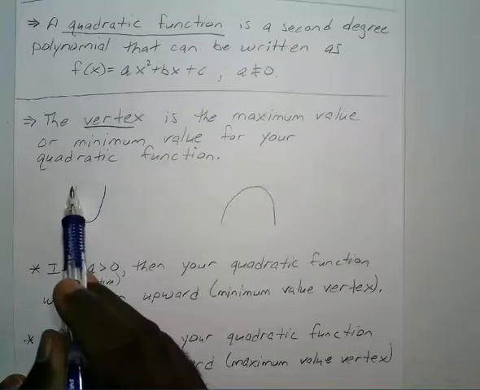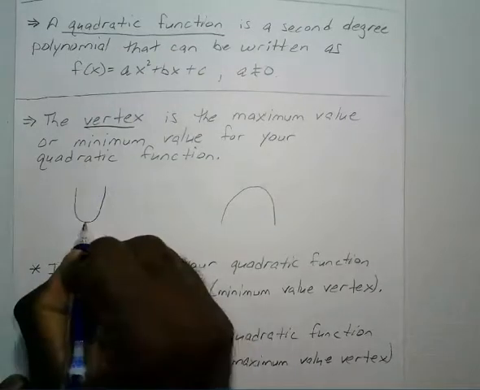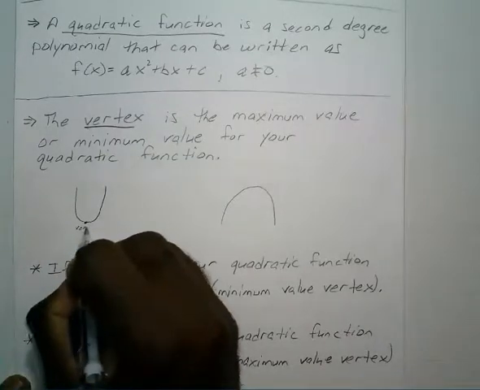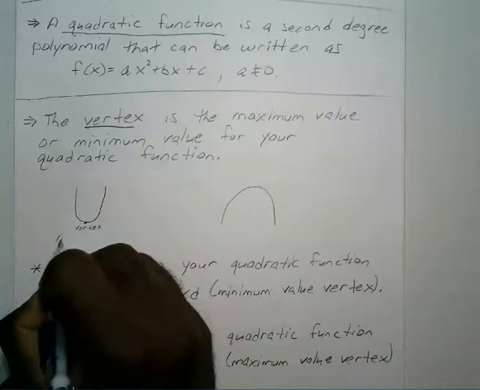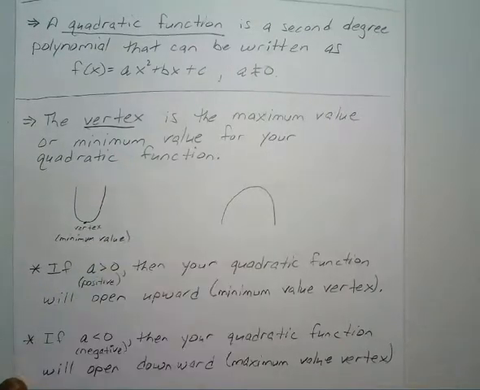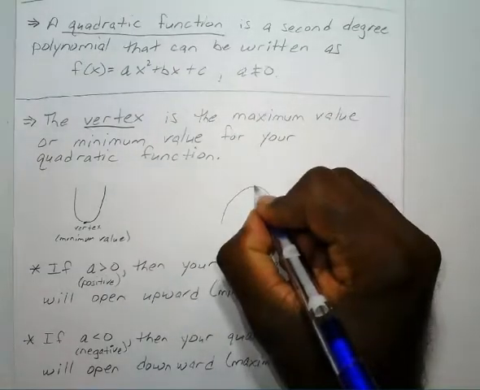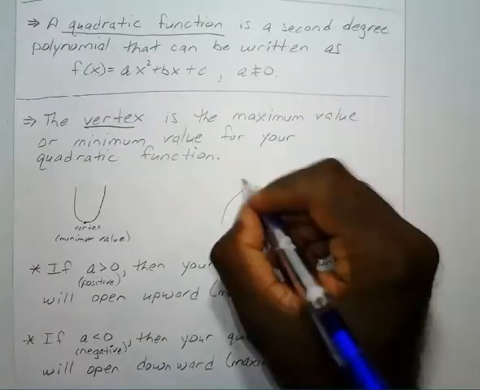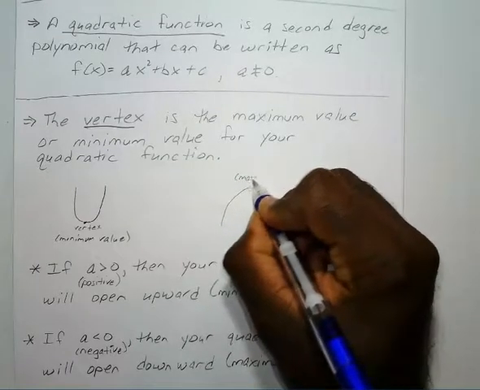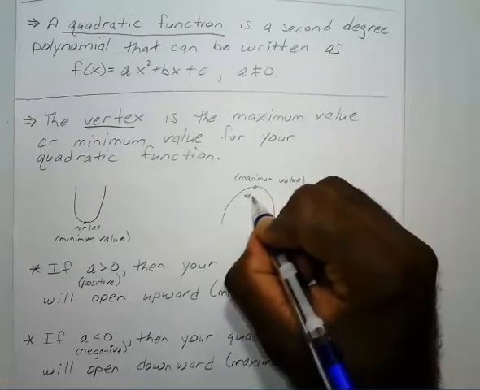Now, when you have a quadratic graph that looks like this, the lowest point on the graph is your vertex, and that's your minimum value. When you have a graph that's opening downward, your vertex will be right here, and that's your maximum value. And of course, that's your vertex.